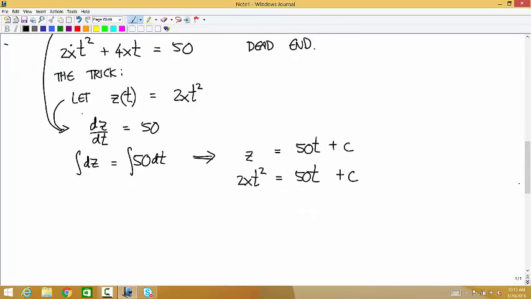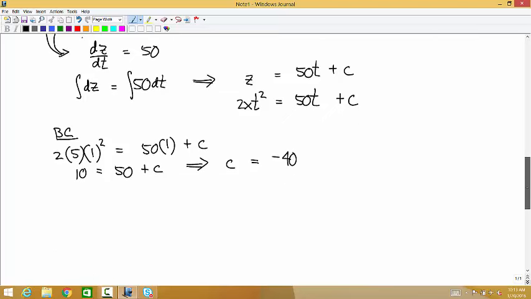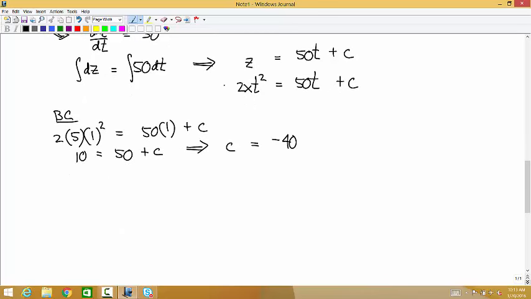And now we can use our boundary condition. When t is equal to 1, x is equal to 5. So we have 2 times 5 times 1 squared is equal to 50 times 1 plus c. So 10 is equal to 50 plus c, or c is equal to negative 40. And so now plug that back in, and you get 2xt squared is equal to 50t minus 40.